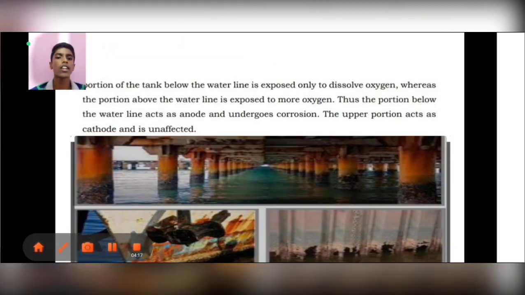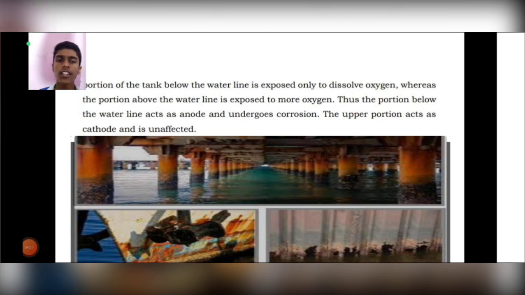Types of differential aeration corrosion: waterline corrosion. The portion of a tank below the waterline is exposed only to dissolved oxygen, whereas the portion above the waterline is exposed to more oxygen. Thus, the portion below the waterline acts as an anode and undergoes corrosion. The upper portion acts as a cathode and is unaffected. Example: metals inside water get rusted.